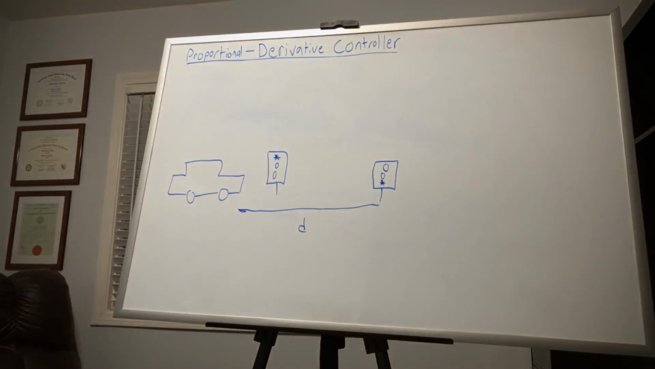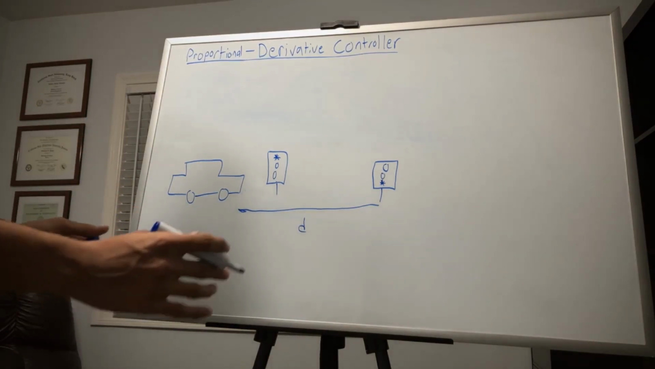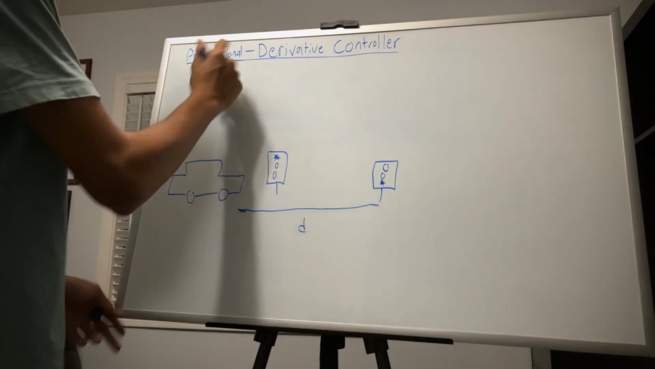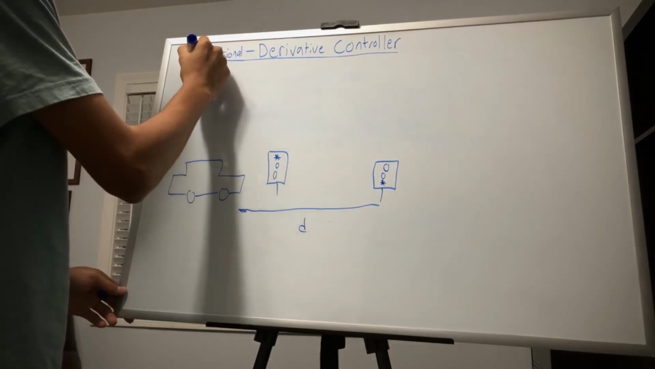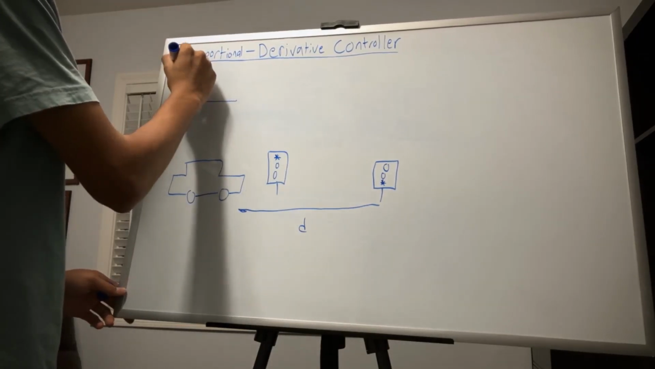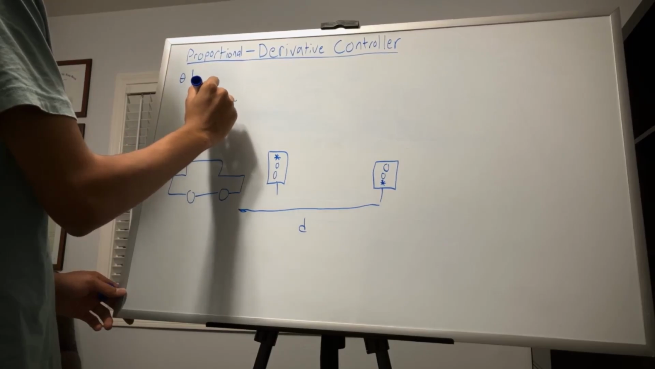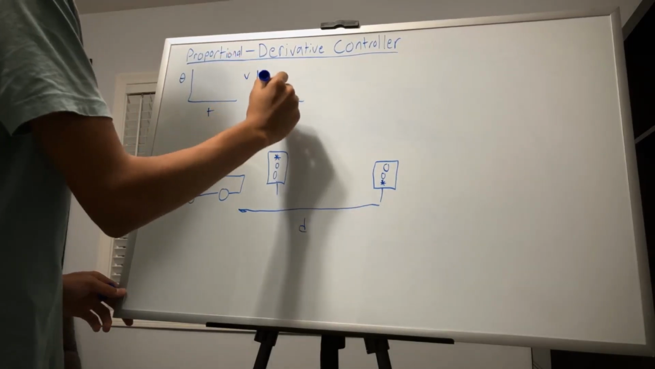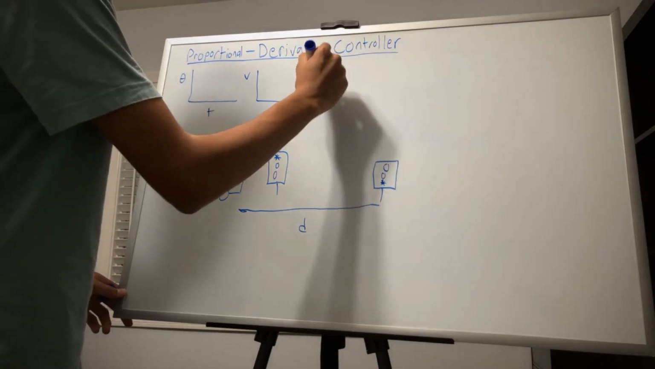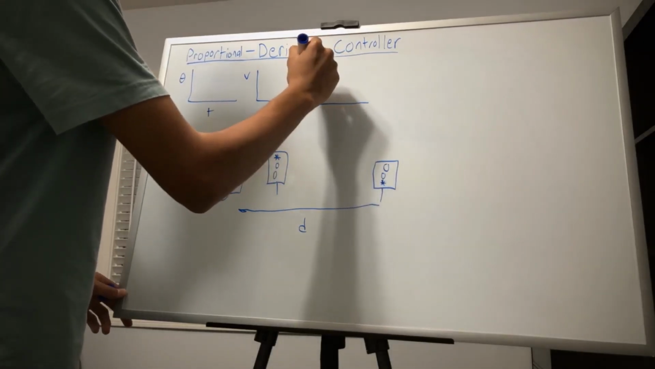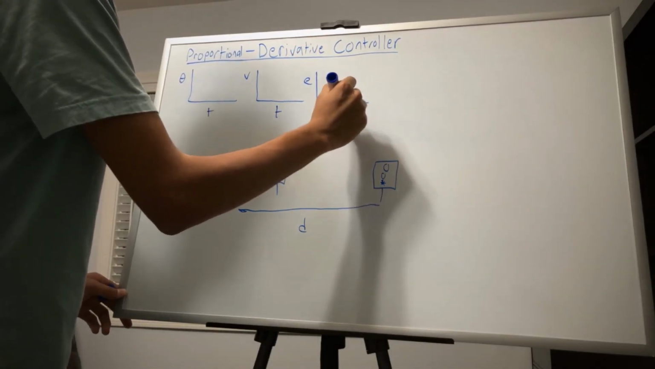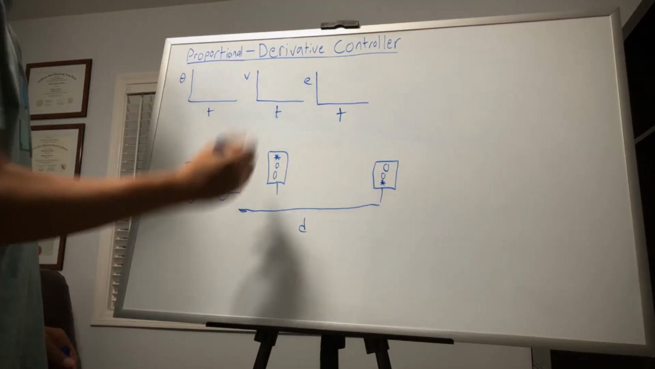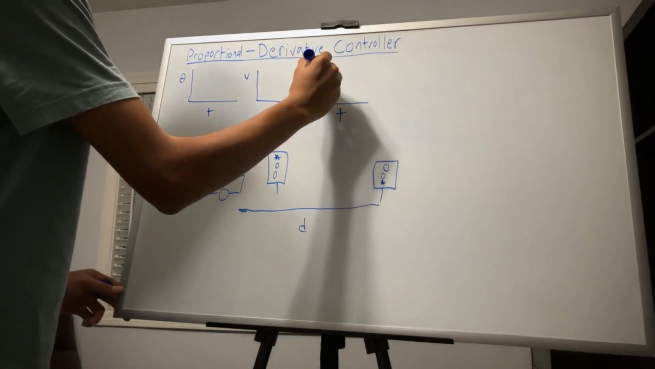So let's see what would happen if we were to apply just a proportional controller. So I'll draw the graph of our angle theta versus time, and I'll draw the graph of our velocity versus time, and I'll draw the graph of our error versus time. What this is going to look like is when we're stopped here, our error is going to be very large. It's going to be whatever that distance is.